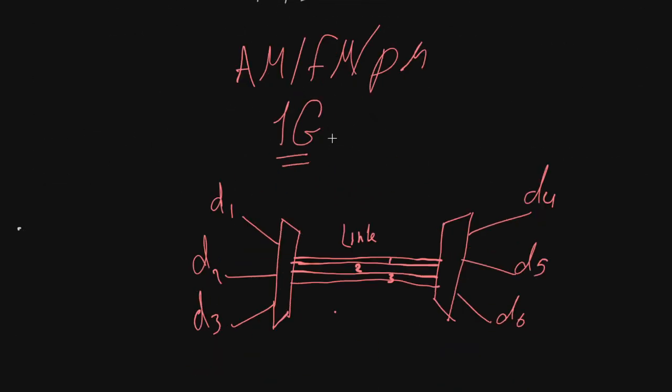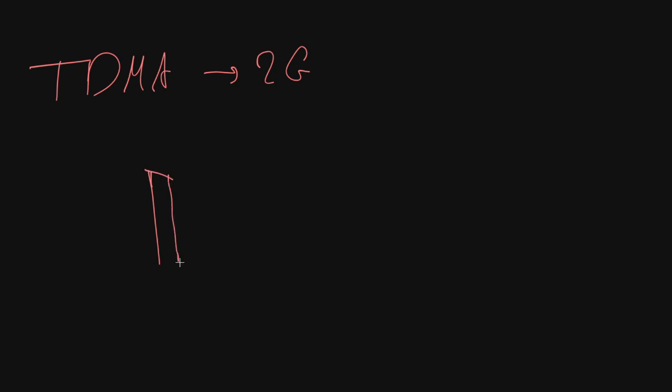Then comes TDMA. This is the one used in 2G. The message here is divided by time. So instead of using frequency, it uses time and scheduling of time. Packets are sent again through a multiplexer here, and received on a demultiplexer.